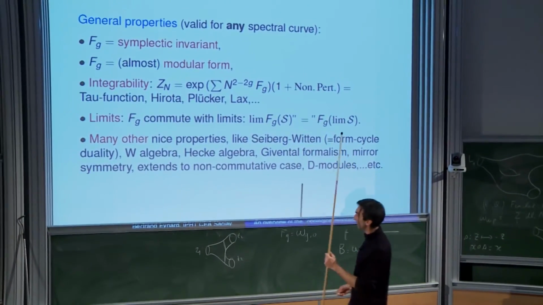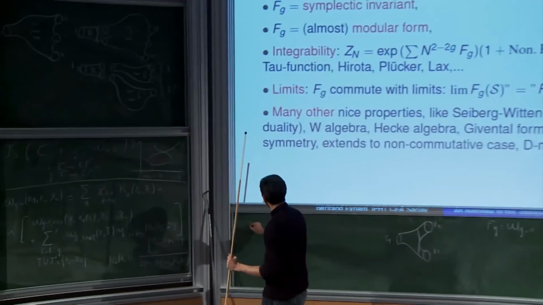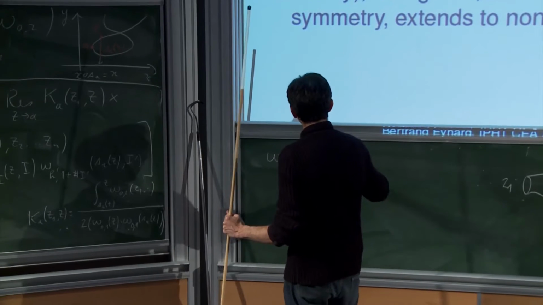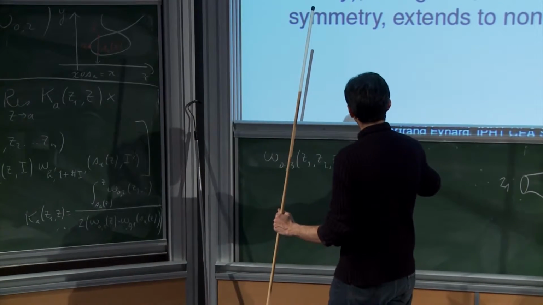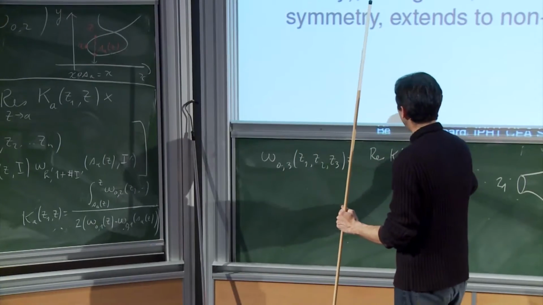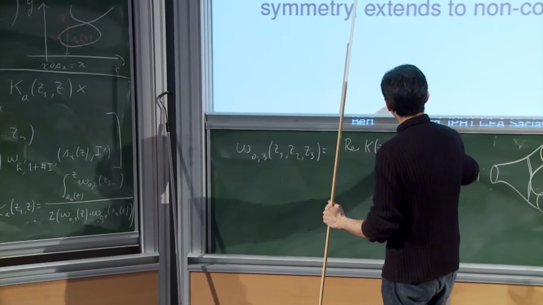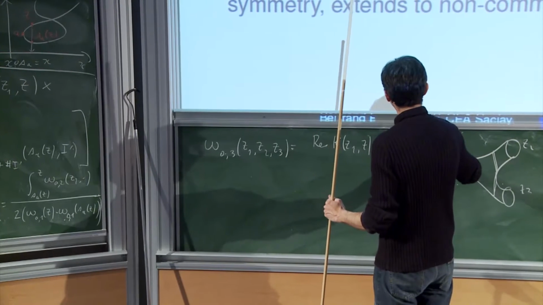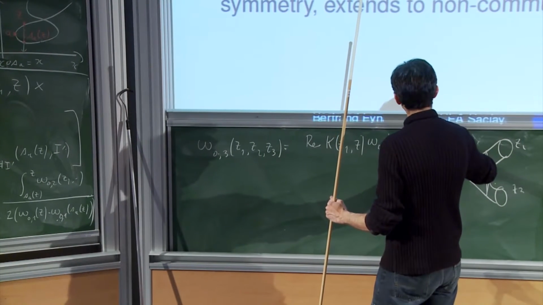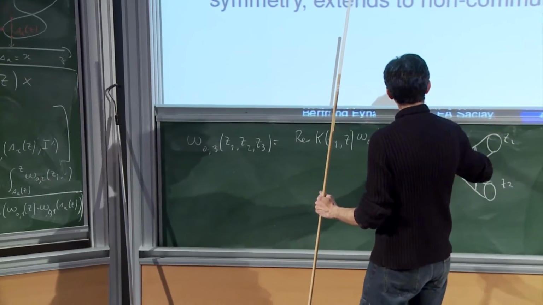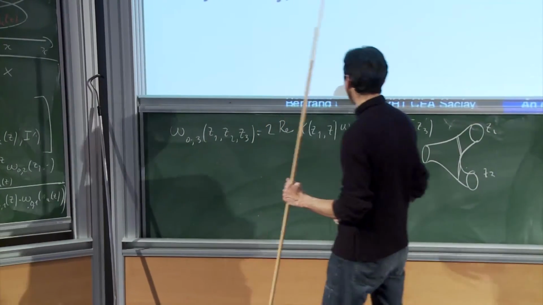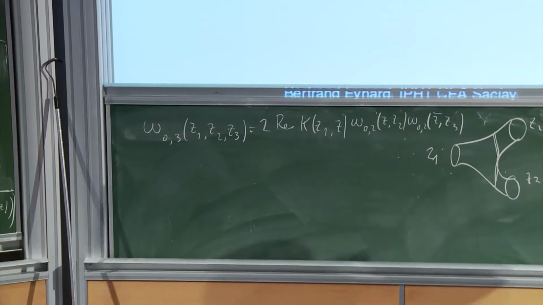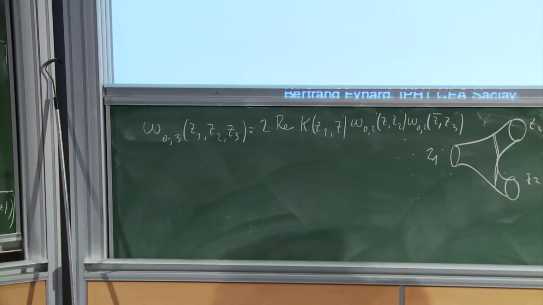Even omega 0,3. Omega 0,3 of Z1, Z2, Z3, remember, was a residue of K of Z1, Z, omega 0,2 of Z, Z2, omega 0,2 of Z, Z3, with factor 2. It does not look symmetric. But compute it, and you will find that it is always symmetric.